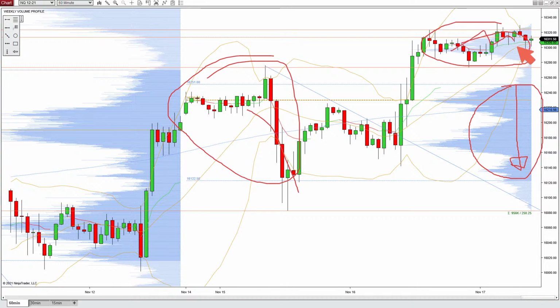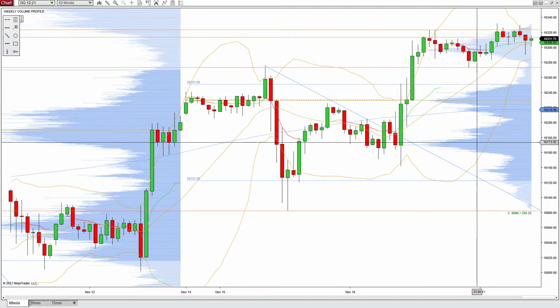There's really nothing for me to do in this choppy range. I'm just going to sit on my hands. So if we break above and close, we go long. If we break this level and close down here, it looks like a short. So that's my game plan. I know it could either go up or down.